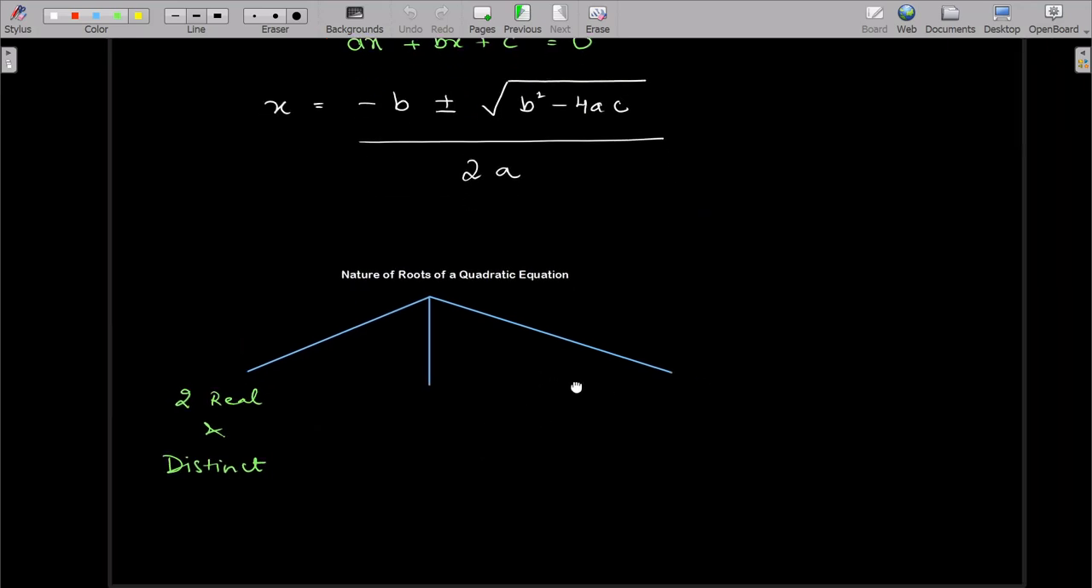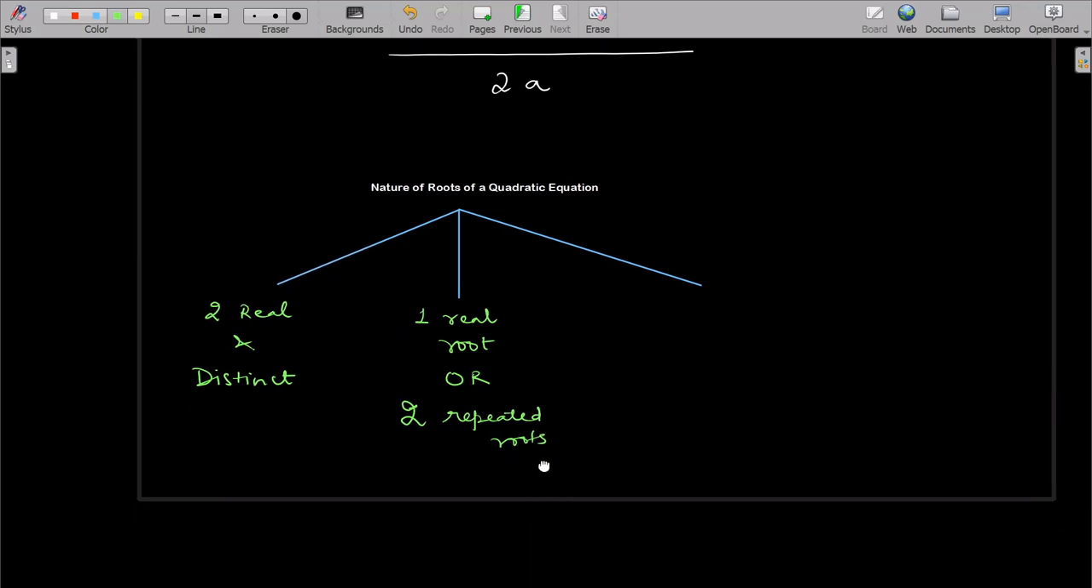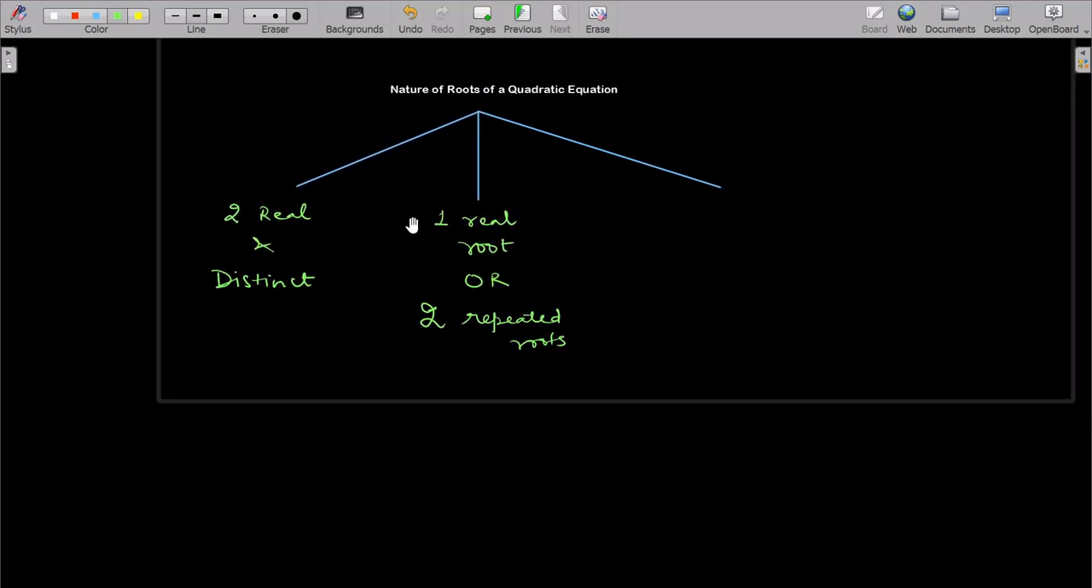So that's the first case. Second, you can have one real root, or at some places they also say two repeated roots. This will be the case when it will seem like you're getting just one solution.